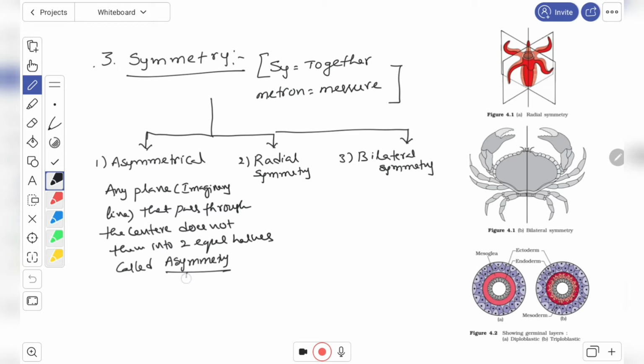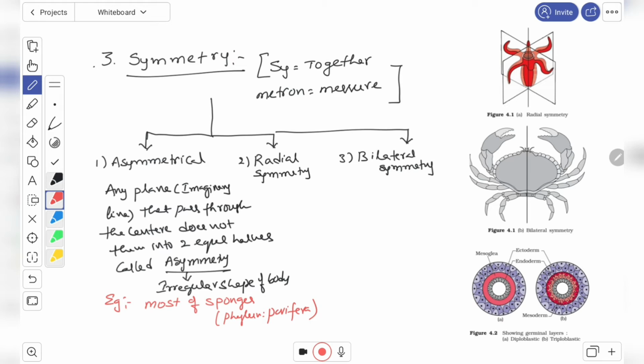Another name for asymmetry means irregular shape of the body. Example for asymmetry: most of the sponges. The sponges belong to the phylum Porifera. Most of the sponges in phylum Porifera are the best example for asymmetrical.